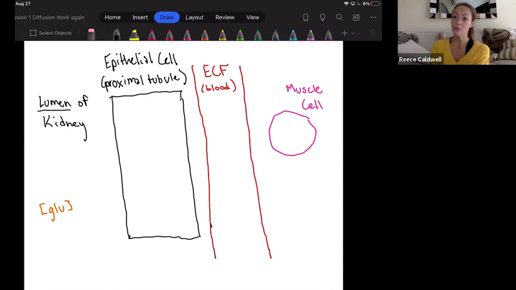If it's not absorbed, it'll be excreted through the urine. If glucose is being excreted through the urine, that's a sign of diabetes. So we really want to get these important molecules and ions out of the lumen and into the cells of our body.